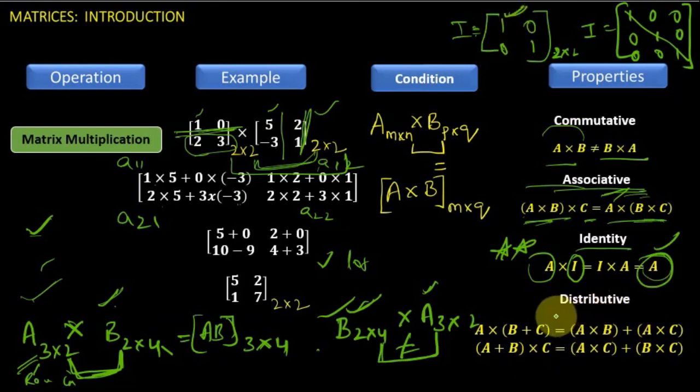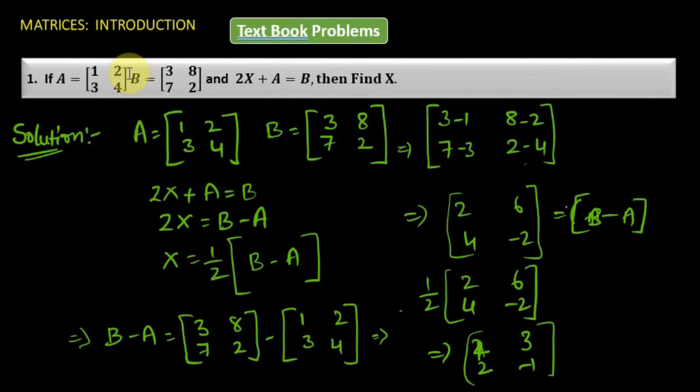Any matrix multiplied with this identity matrix, you will get the same matrix. Right? And then comes the distributive law. The distributive law is also applicable for this. What is the distributive law? I think we already studied this in your previous classes. A into (B plus C) is equal to A into B plus A into C. Similarly, (A plus B) into C is equal to A into C plus B into C. You can take any example of 3 matrices and try this, and you will definitely get the same answer. Right? Now we will start doing your textbook problems.